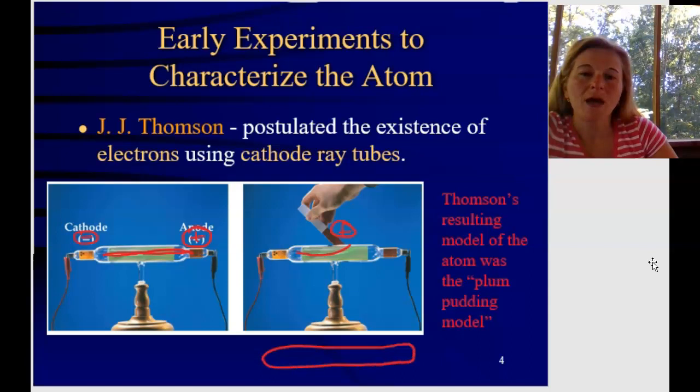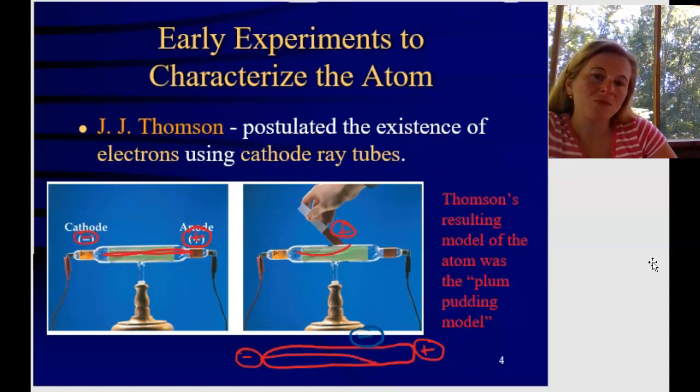There's a little bit better cathode ray tube. Okay, and so we've got our negative end here and a positive end here. And when he brought the magnet over, but he put the negative end, then that charged gas moved away. And so he said, hey, wait a second. That means that there are positive and negative charges here. And he came up with his plum pudding model.